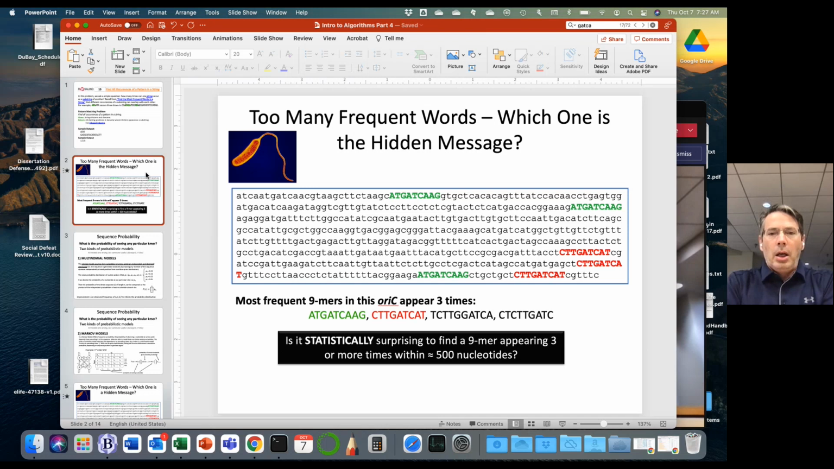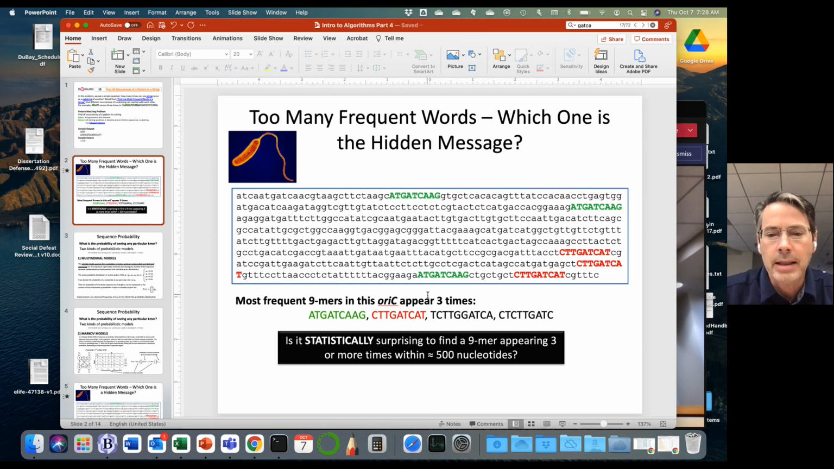So how do we find frequent words? Well, if we go back to our Vibrio cholerae origin of replication, that's our Vibrio there, we had a 500 base pair region where we counted the most frequent words. Well, what happens if you actually do that is that we have ties. And so which one of these frequent words or frequent k-mers constitutes the hidden message? And so that's where we get into some interesting questions about probability.